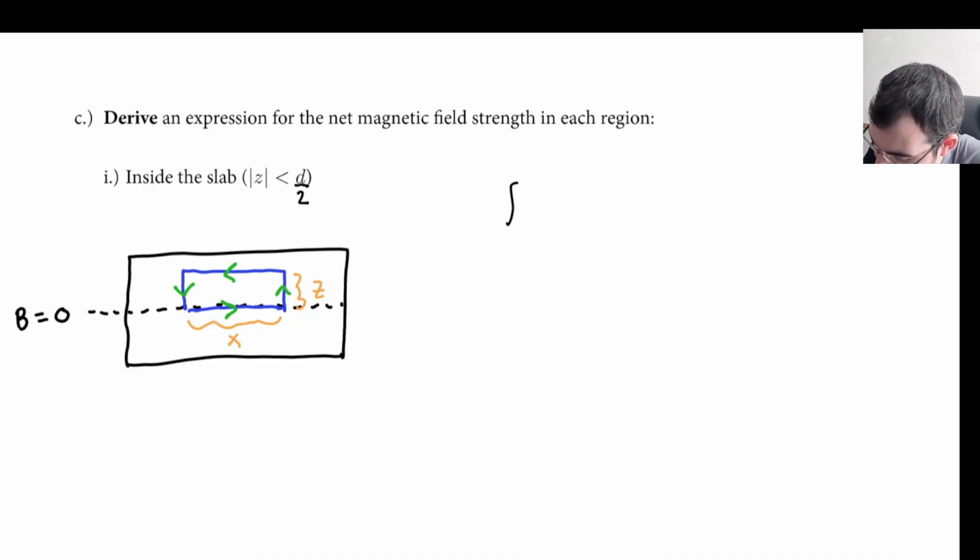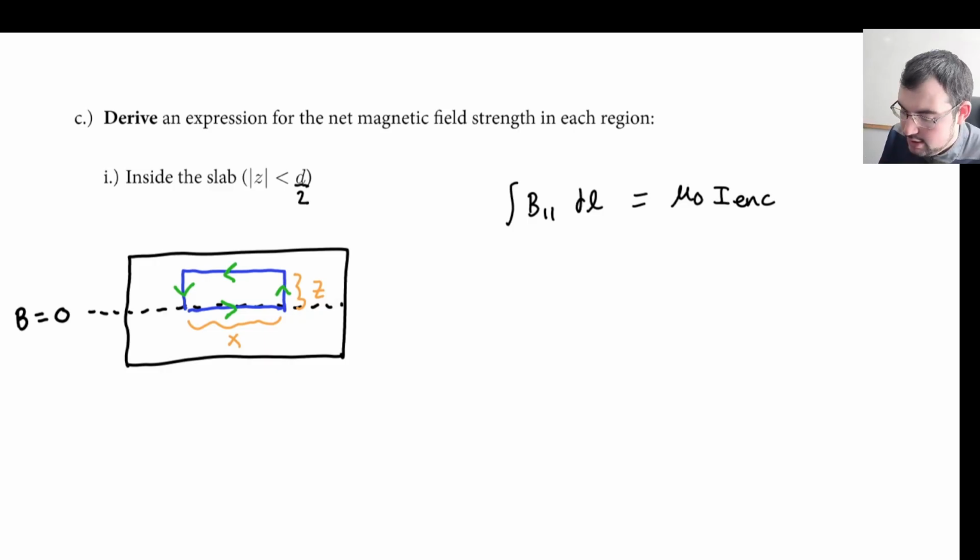So what does Ampere say? Ampere says that the magnetic circulation is mu naught times I enclosed. And my circulation is just going to be B times X, because the only place I get circulation is up here, because B points to the left up here. So no circulation here, and B is 0 at the midline, so there's no B field.